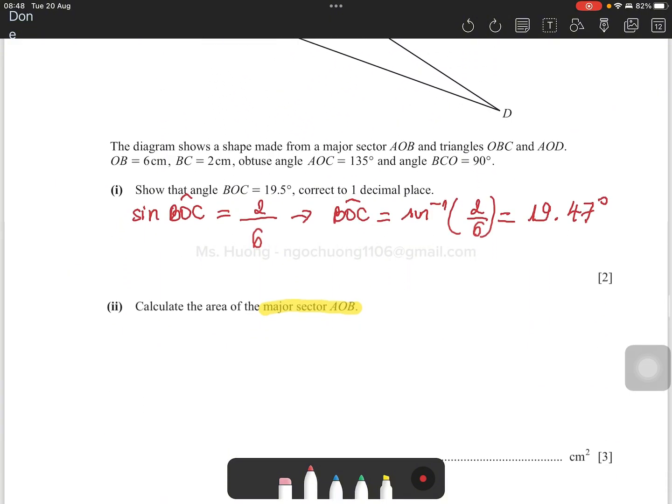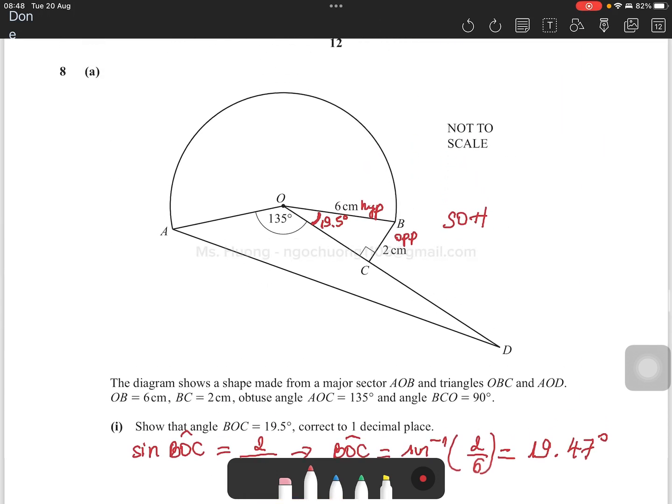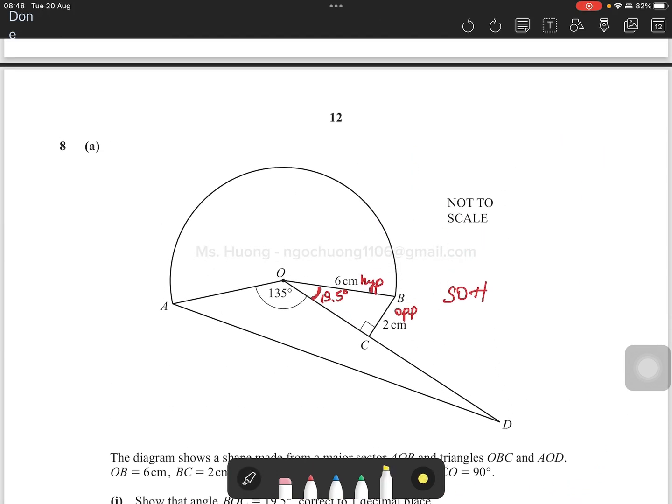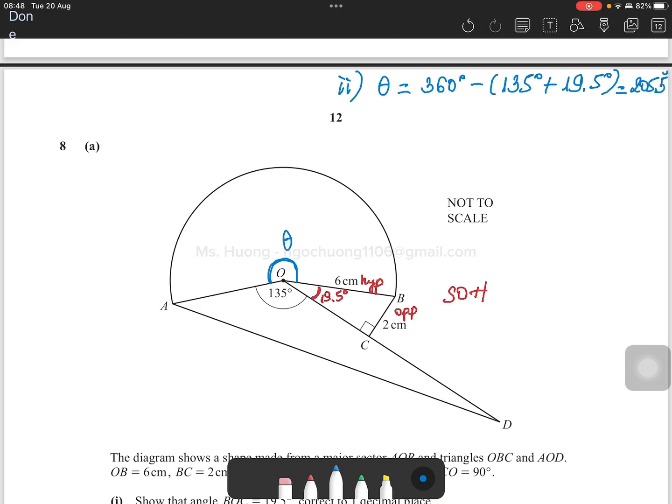Second question, calculate the area of the major sector AOB. We see that the major sector AOB is this sector. We need to find the area of the yellow section. To do this, first of all, we need to find the sector angle, the blue angle theta. We know that the angle around a point is 360 degrees. So to find the blue angle, we will subtract 135 and 19.5 from 360 degrees. So the angle theta is 205.5 degrees.